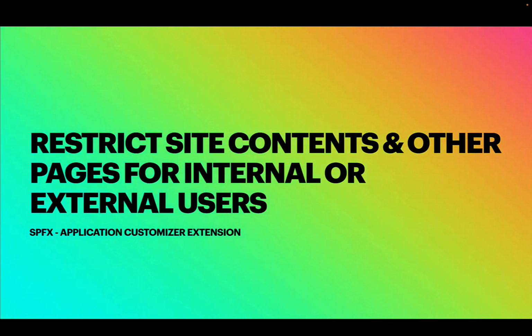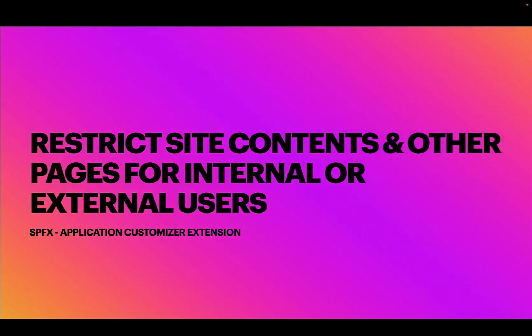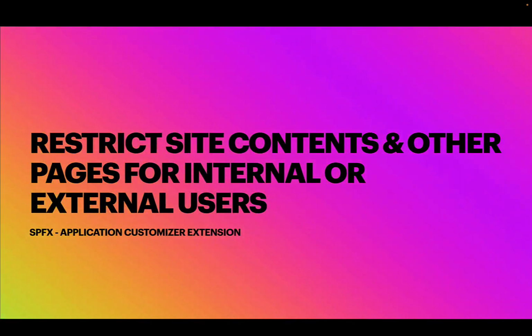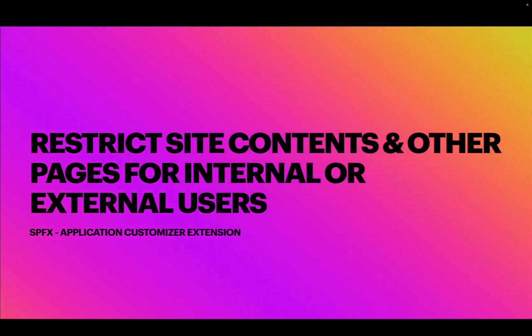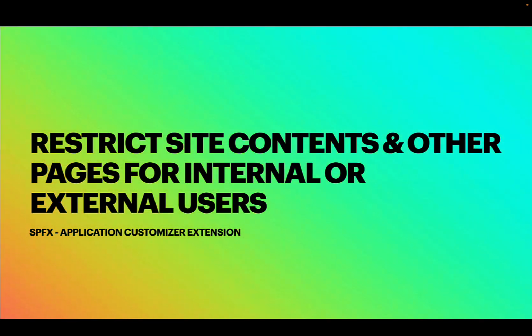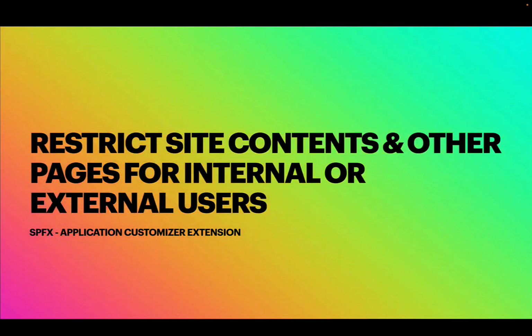Today in this video we are going to see how you can restrict site contents or any other pages for internal or external users. So let us see how I have achieved this. I hope many of you had concerns, mostly about external users. For example, if external users have access to the site, they will of course have only read access to libraries and lists. But if you specifically want those external users not to see a specific library or list, then this solution will come in handy for you. So let us see how the solution works.